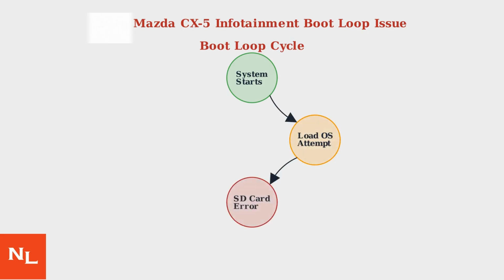When the SD card becomes corrupted, the system enters a boot loop cycle that repeats endlessly. This cycle repeats indefinitely because the corrupted SD card prevents the system from successfully loading the operating system, causing it to restart and try again continuously. Understanding this boot loop mechanism is crucial for diagnosing and fixing the infotainment system problems in your 2016 Mazda CX-5.